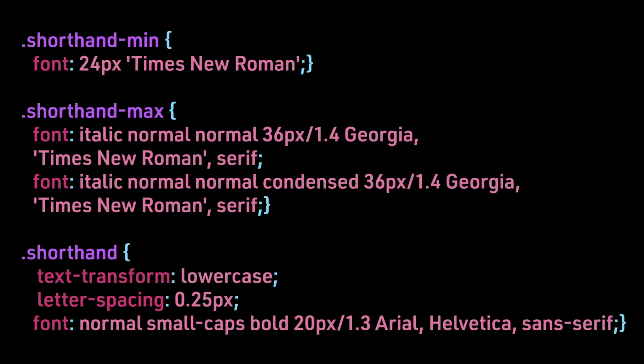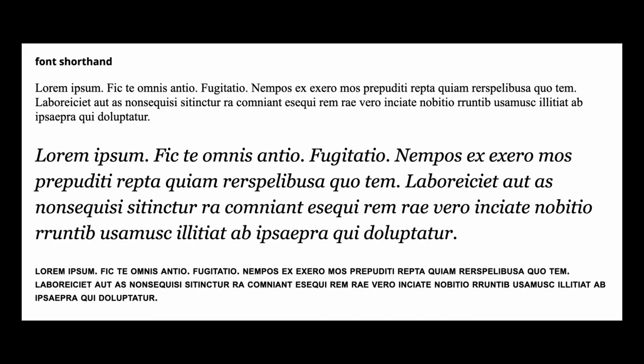And then finally, in our last shorthand, we first transform all the letters to lowercase so that we can apply small caps as the font variant in our statement. And because we are presenting text as all caps, we add a slight amount of letter spacing. So the full statement is font style normal, font variant small caps, font weight bold. We aren't specifying a font stretch, 20 pixels over 1.3 line height, Arial, Helvetica, sans-serif. And this is how it would display.